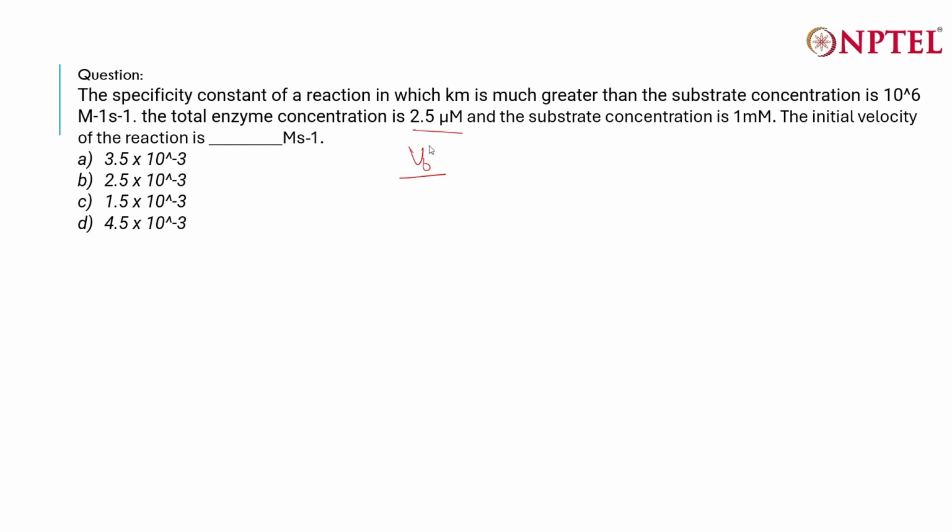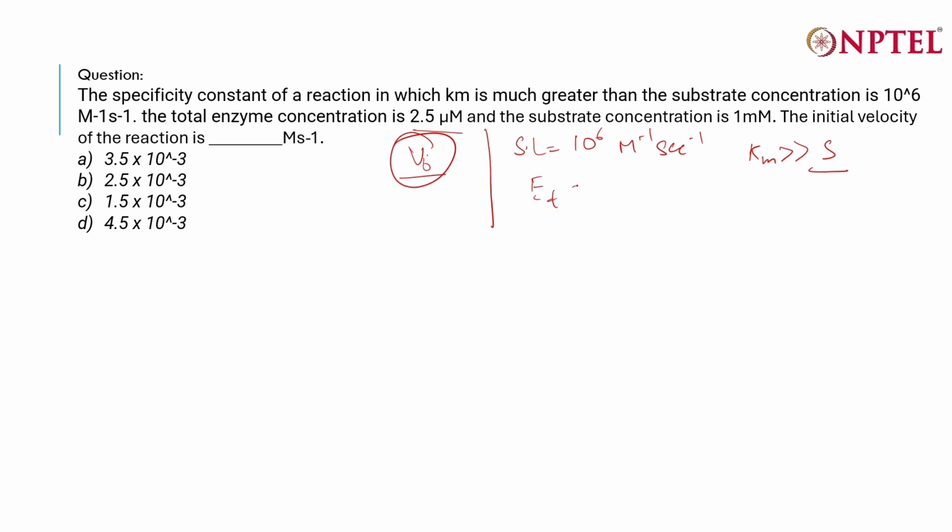So in this type of question, first we have to find out V naught. For that, first we will check what are the conditions that are given. First is the specificity constant is 10 to the power 6 molar inverse second inverse when the Km is much greater than the substrate concentration. Okay, so this is the first condition that is given.